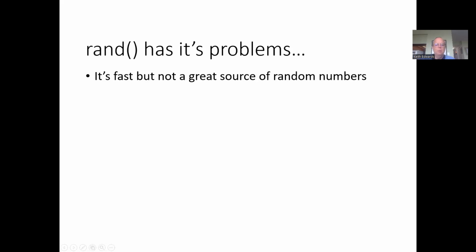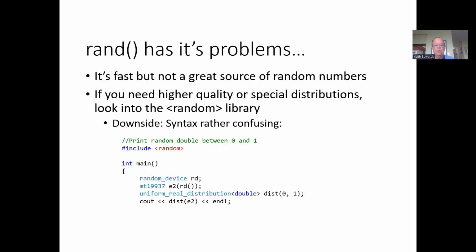So rand has problems. It's fast, but it's not a great source of random numbers. If you need higher quality or special distributions, there's a #include <random> library. The syntax gets a bit confusing, so you may have to look at a source like C++ reference, work through some example problems to see exactly how that library works, but it'll give you a higher quality distribution of random numbers.